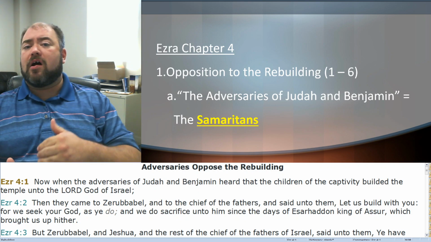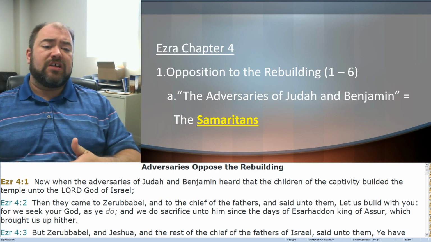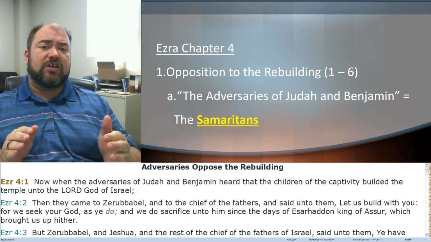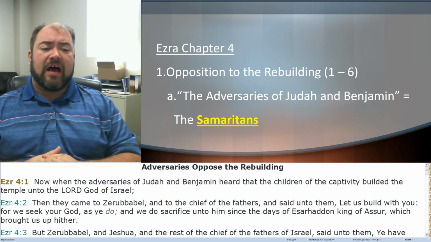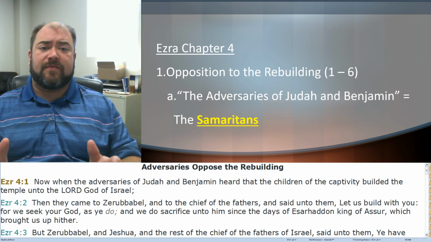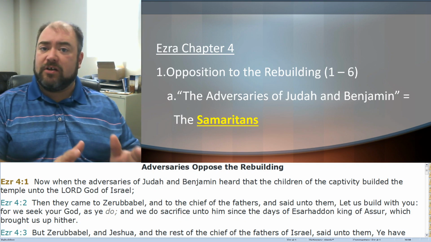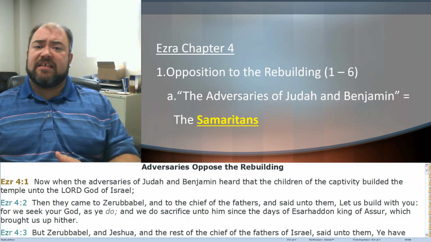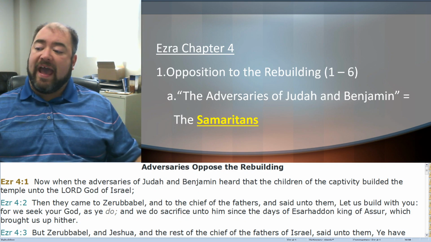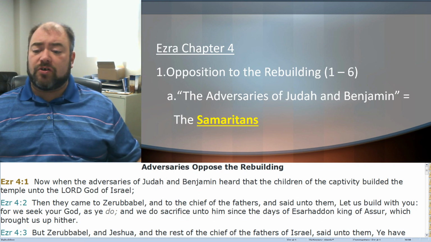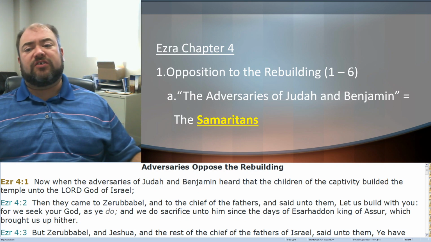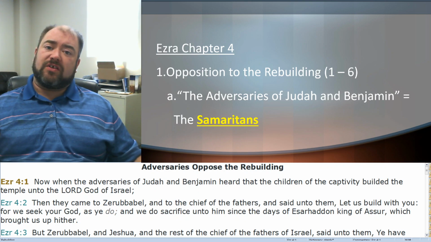And as this building process is going on, we're seeing that there's some opposition to the rebuilding. That's what these first 6 verses in chapter 4 are dealing with. The opening verse says there was an adversary to Judah and Benjamin. Now, it doesn't say who in these first couple of verses. If you look at the bottom of your screen, it says, "Now when the adversaries of Judah and Benjamin heard that the children of captivity builded the temple unto the Lord God of Israel, they came to Zerubbabel."